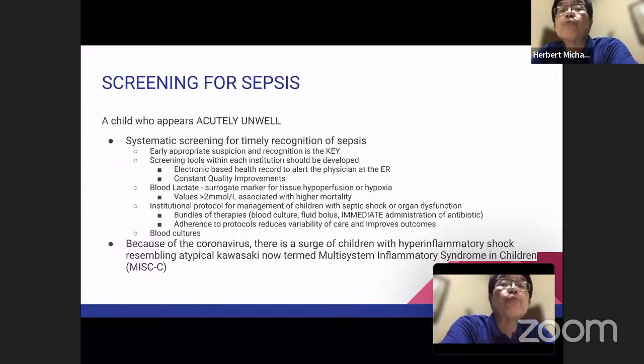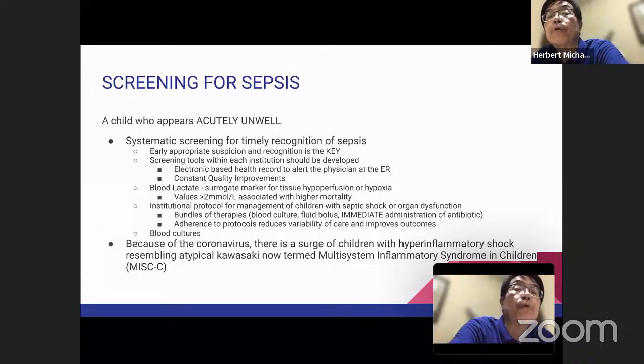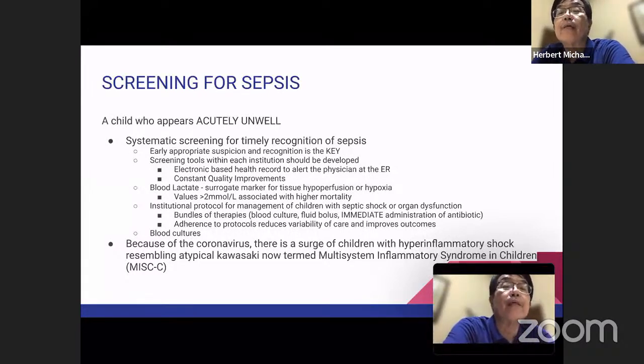But if you're able to do a laboratory test, it is the blood lactate that gives you an index of how sick the patient is. It is a surrogate marker for hypoperfusion or hypoxemia. And a level of greater than 2 millimoles per liter is associated with a very high mortality.